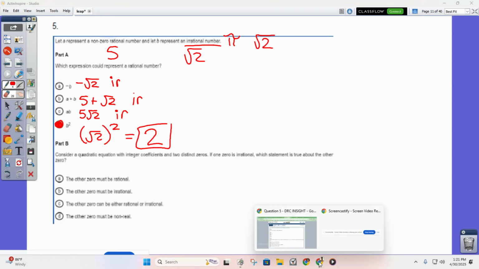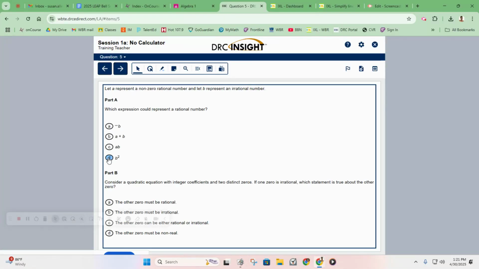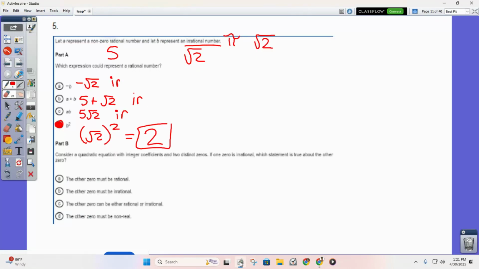So in our test, for this part, we're going to put D. Now it says consider a quadratic equation with integer coefficients with 2 distinct zeros. If one zero is irrational, what statement is true about the other zero? I want you to think back to when we did the quadratic formula.